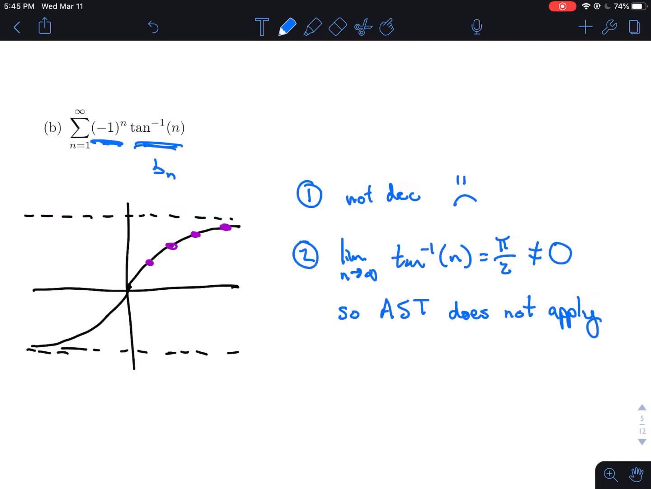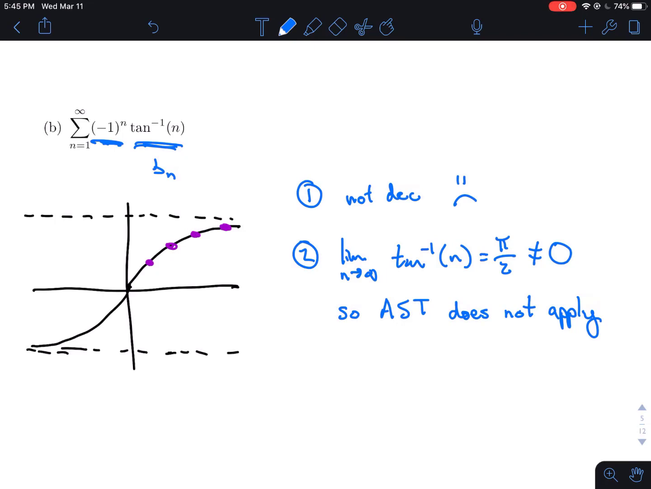All right, so here are my results. You can see that actually neither of these things work out for this particular series. We needed that it was decreasing, and we need that the limit of just those positive pieces, this tangent inverse of n, should go to 0. And sadly, it doesn't satisfy either of these. And remember, we need it to satisfy both.